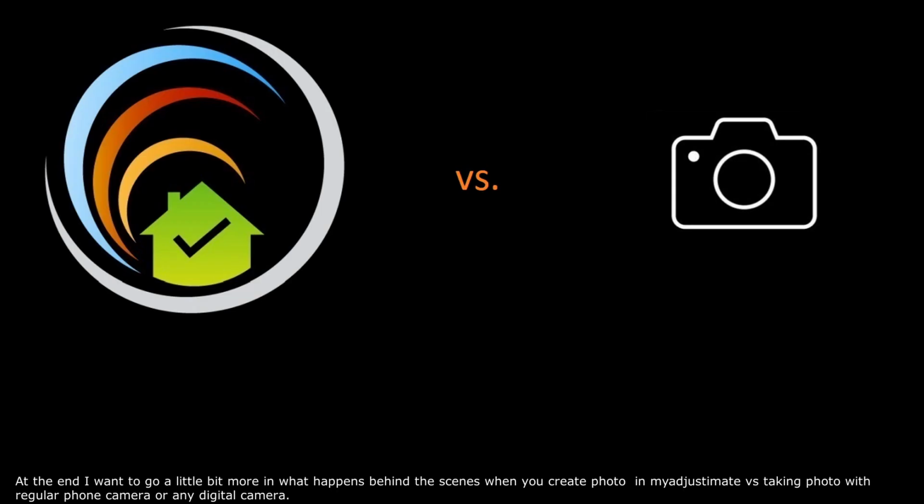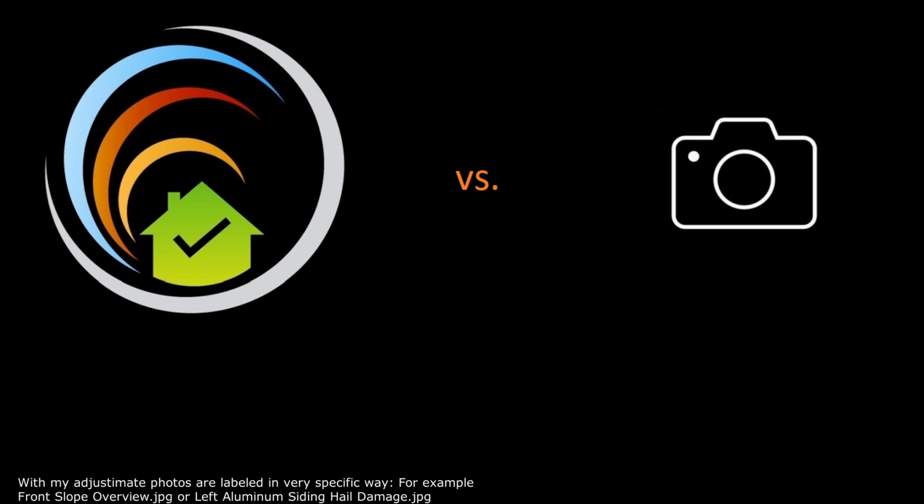At the end, I want to go a little more into what happens behind the scene when you create a photo in MyAdjustimate versus taking a photo with a regular phone camera or any digital camera. When you take photos with a regular camera and later upload the photos to the computer, all the files are labeled, or rather named, in a very specific way, such as Image 001 JPEG or Image 002 JPEG, etc. With MyAdjustimate, photos are labeled in a very specific way: Front Slope Overview JPEG, Left Aluminum Siding, Hail Damage JPEG.